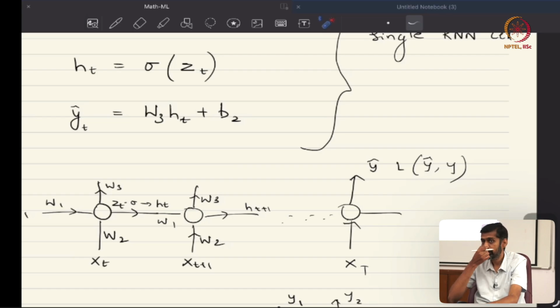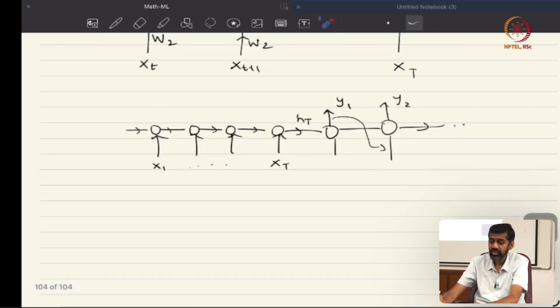We are not even calculating the H T plus 1 on the decoder. Why not? Could you write the equations for the decoder? Same thing, right? That would be a function of H capital T. That's it. T plus 1 we are not calculating. Could you write the equation for the decoder? Exact same equations. But the hidden state corresponding to the input is compressed in one hidden state, and then it is carried forward. That's it.